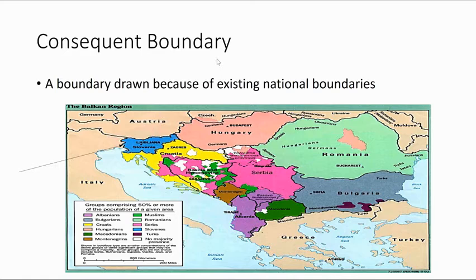All right, so one more time. A consequent boundary is a subsequent boundary, and that is because there's people already living there. What makes it a consequent or ethnographic boundary is that the subsequent boundary is made with regard to the people that exist there. So it's drawn around the ethnicities.